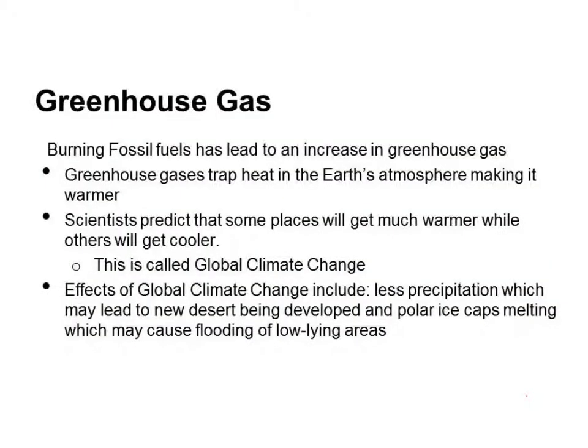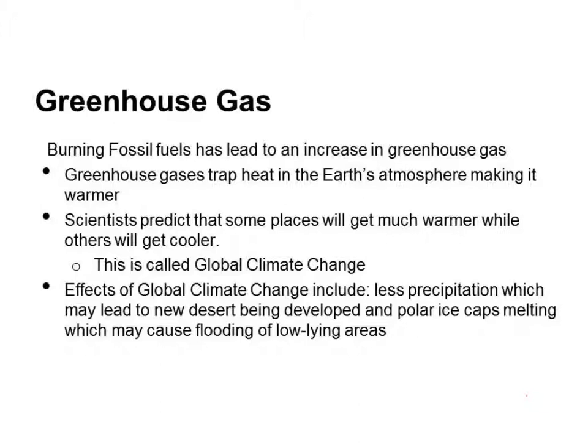Now, burning fossil fuels has led to an increase in greenhouse gases. Greenhouse gases trap heat in the Earth's atmosphere, making it warmer. Scientists predict that some places will get much warmer while others will get cooler, and this is called global climate change. The effects of global climate change include less precipitation, which may lead to new deserts being developed, and polar ice caps melting, and this may cause flooding in low-level areas, especially areas like Florida or coastal areas where they are low to the ocean level.